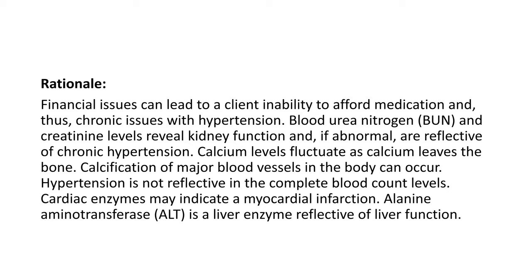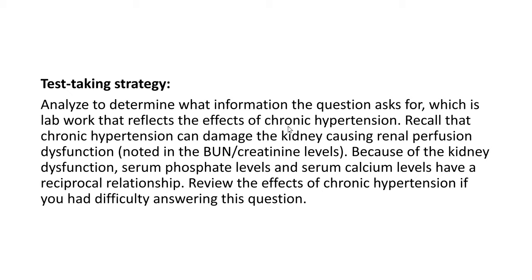Calcium levels fluctuate because it leaves the bone, so calcification of major blood vessels in the body can happen. It's not reflective in CBC. Cardiac enzymes may indicate an infarction. And then the ALT is your liver enzyme, so it's going to look at the liver. So we have damage to the kidneys causing reduced renal perfusion. And usually that's what most renal failure is related to, hypertension that is untreated or uncontrolled or complicated or chronic. So your serum phosphate levels and calcium levels have a reciprocal relationship.